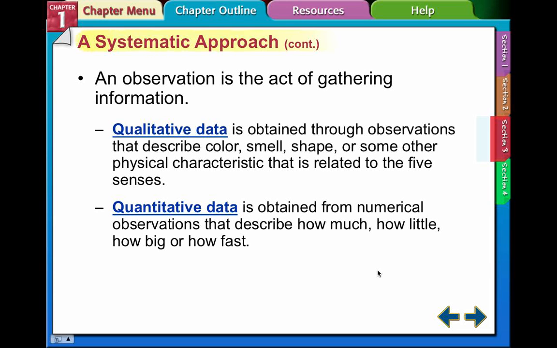Okay, so in the process of doing your experiment, you gather data through observations. And remember, we use our 5 senses to gather that data. Qualitative data is gathered through observations that describe color, smell, shape, a physical characteristic. Okay? Qualitative, not a number, just describing it. Quantitative data is where you have the numbers, numerical observations, so how long it is, how heavy it weighs, how fast it goes.